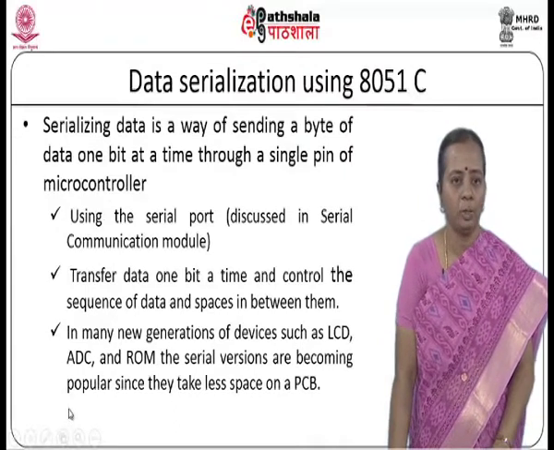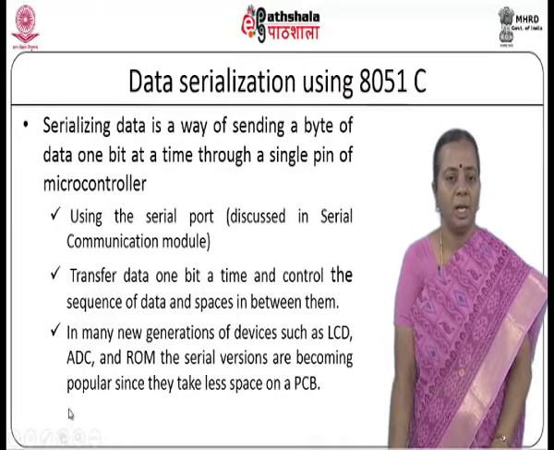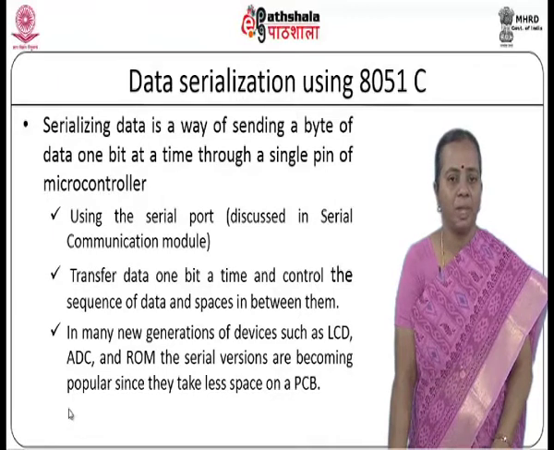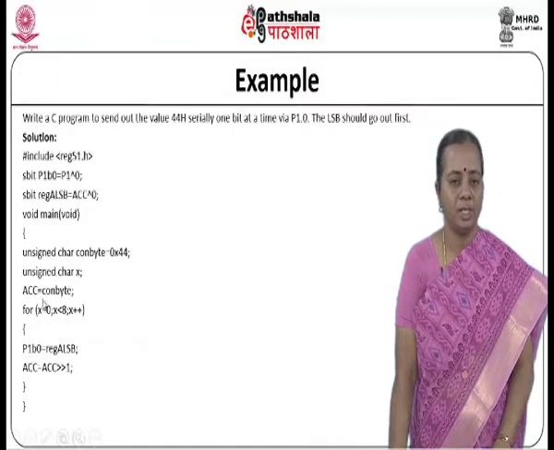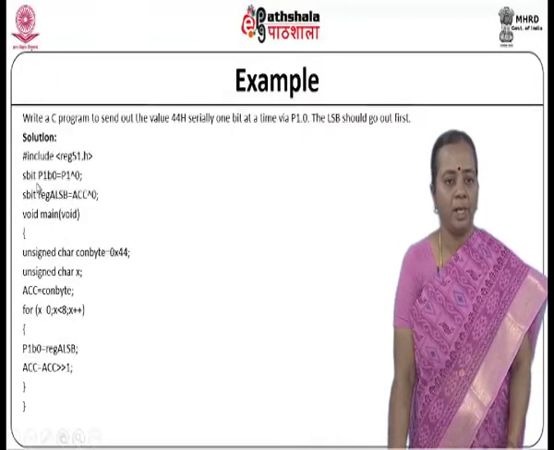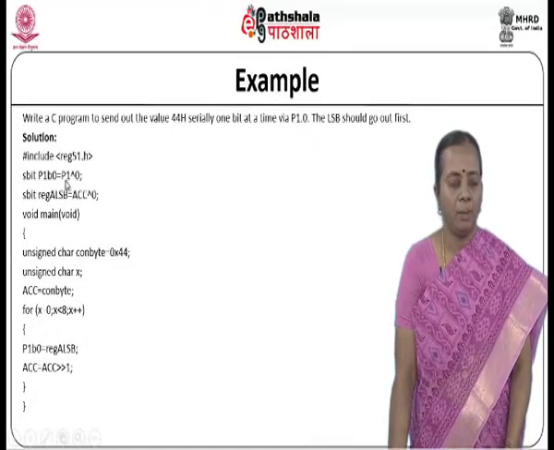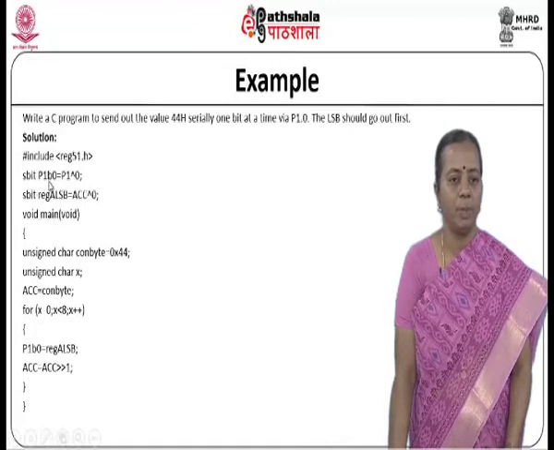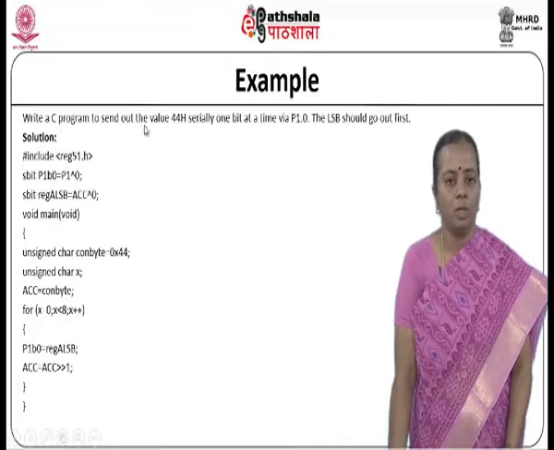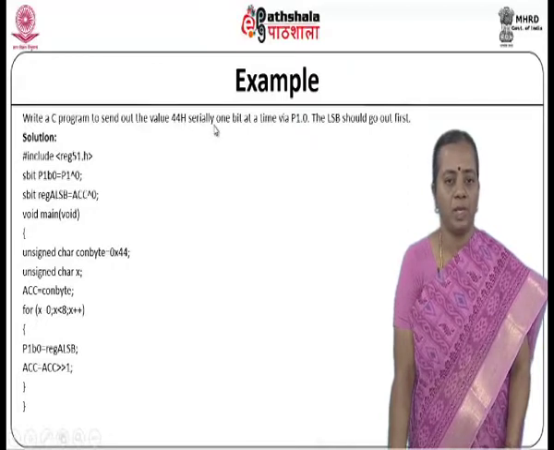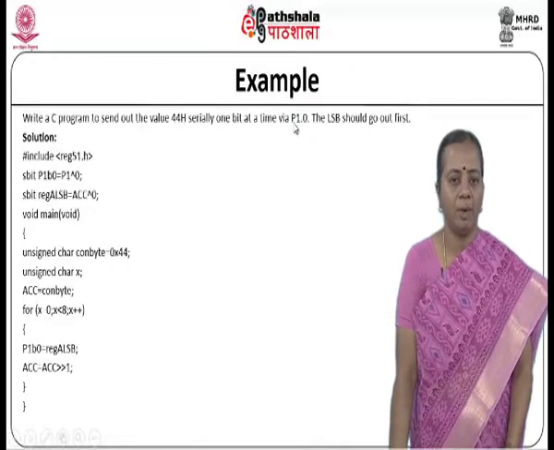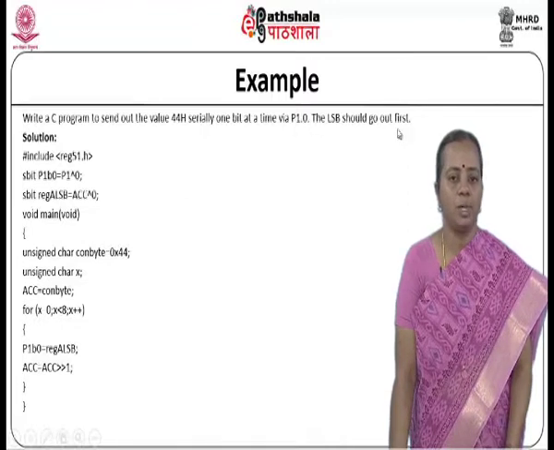So, when you wanted to do serialization, it can be done very simply through code also. Just see that this is an example where I just made it sbit of P1.0, port 1.0 is given as an sbit variable P1_B0. So, this is a code to send out the value 44H serially, 1 bit at a time, through port 1 and 0th pin. LSB should go first.